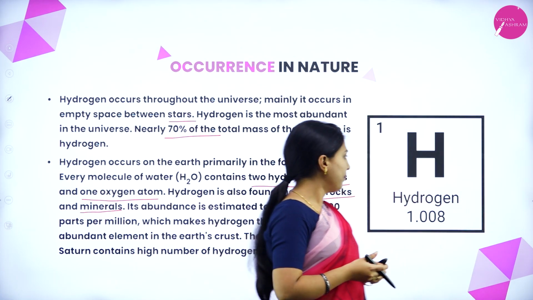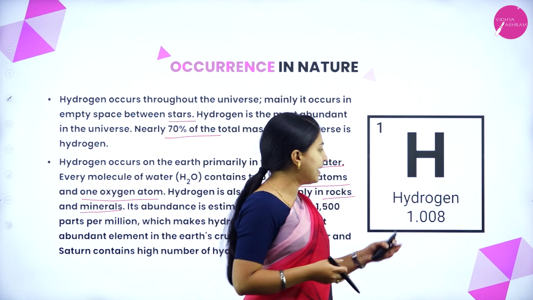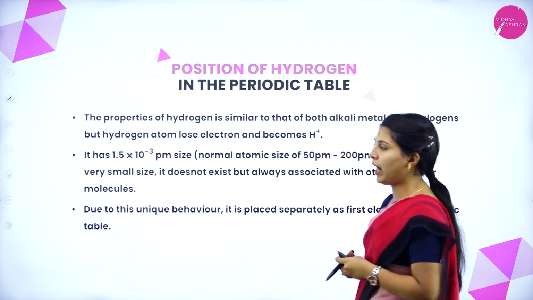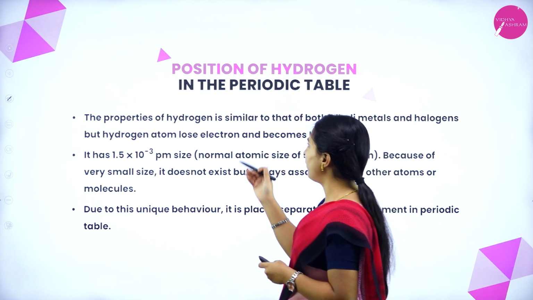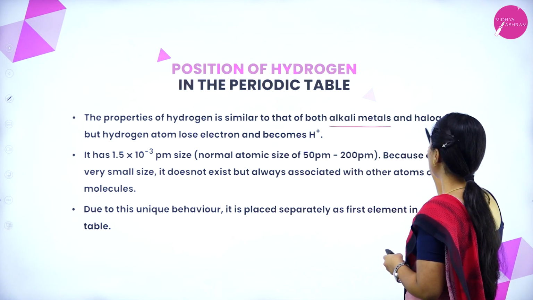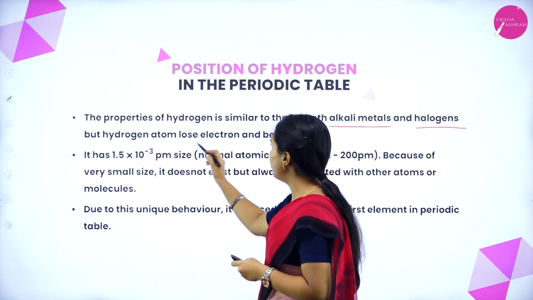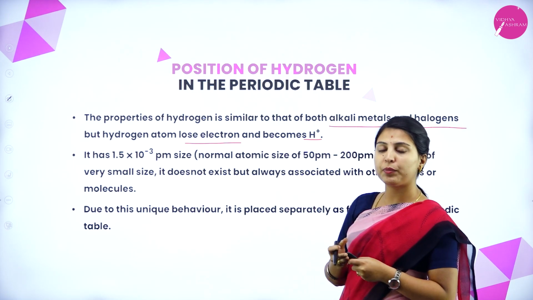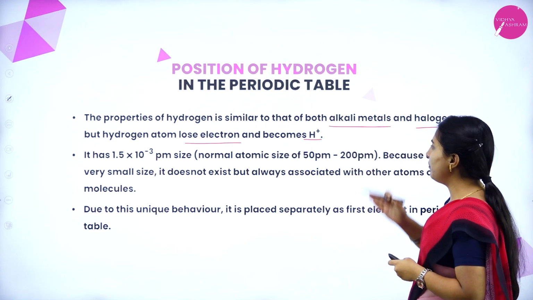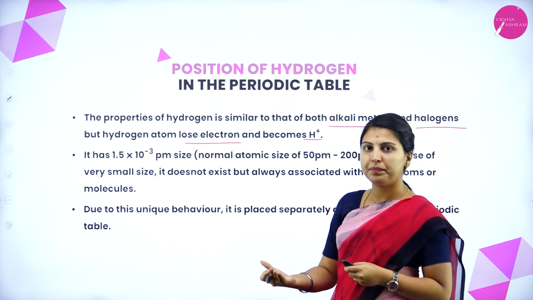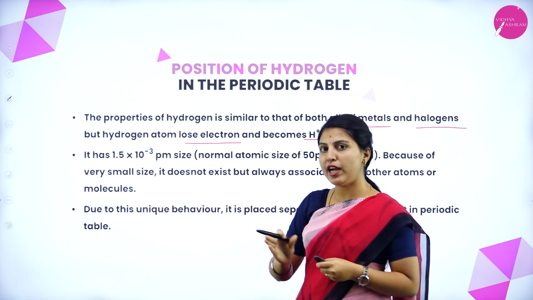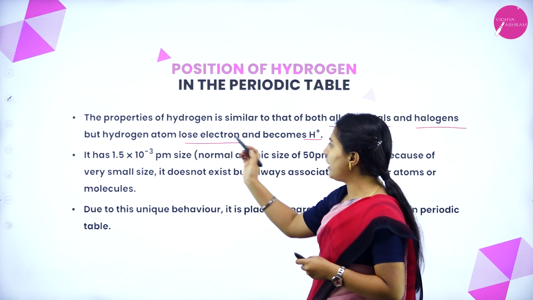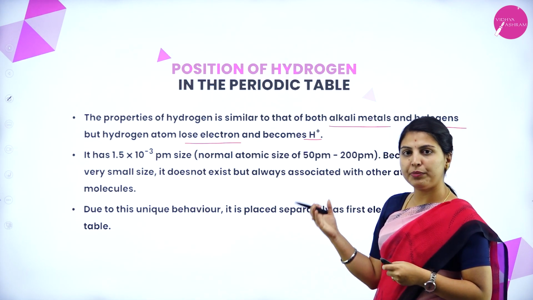See here, this is hydrogen, its atomic number is 1 and its mass number is 1.008 and its symbol is capital H. Next, position of hydrogen in the periodic table. The properties of hydrogen are similar to both alkali metals and halogens, but the hydrogen atom loses an electron and becomes H+. What properties of hydrogen resemble alkali metals and halogens, we'll see in the coming slides. But hydrogen atom loses its electron easily and becomes H+.